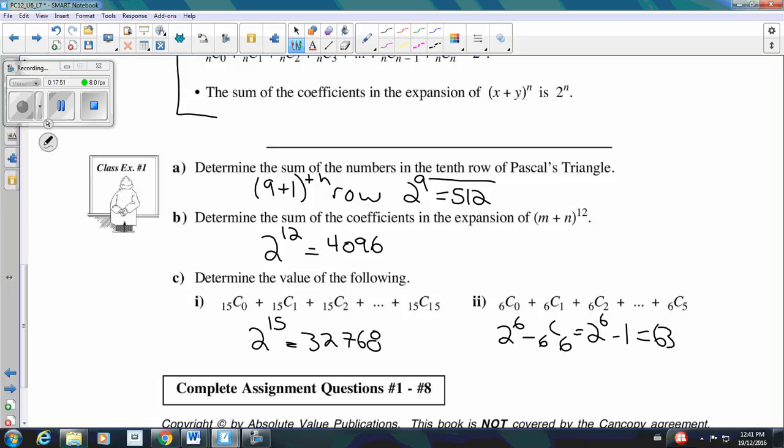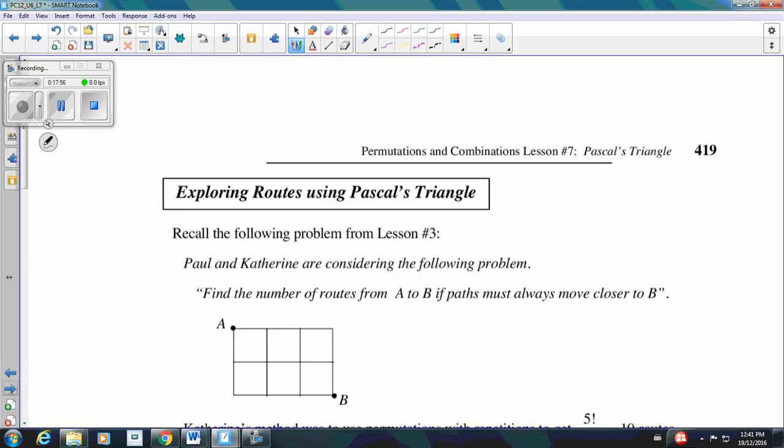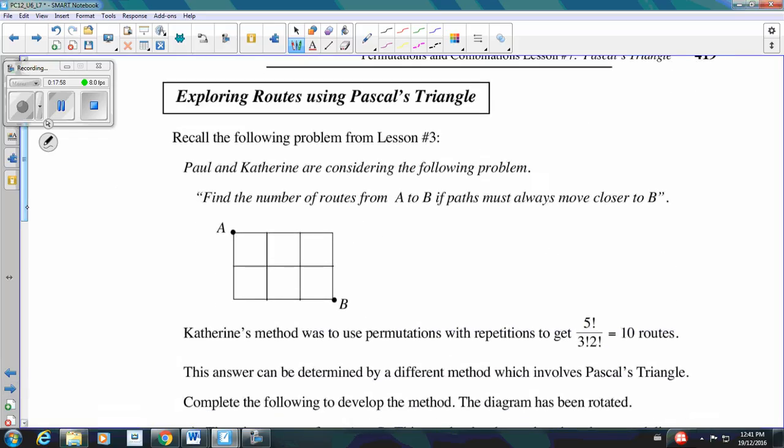Okay, there's one more section to this lesson. Recall the following problems from lesson 3. Paul and Catherine are considering the following problem. Find the number of routes from A to B if paths must always move closer to B. Catherine's method was to use permutations with repetitions to get 5 factorial over 3 factorial times 2 factorial, which is 10 routes. This answer can also be determined with Pascal's triangle.